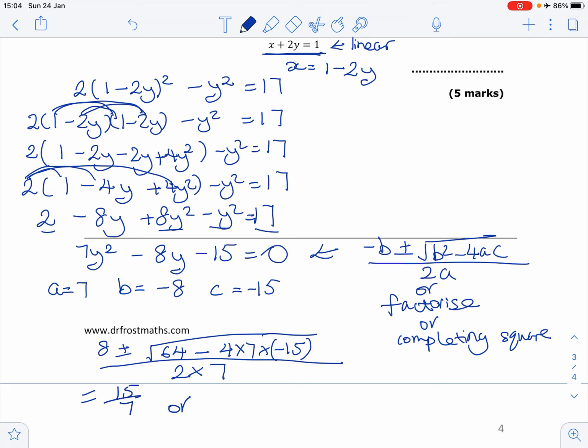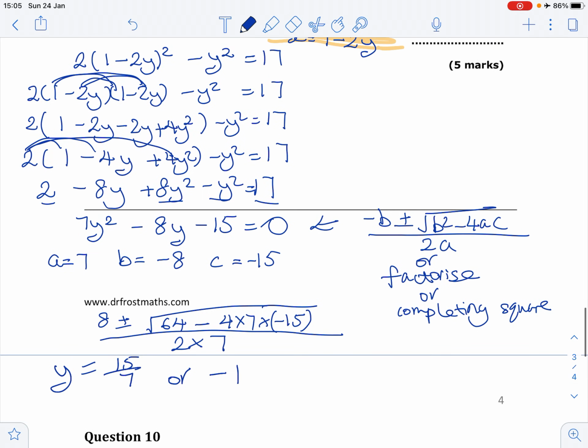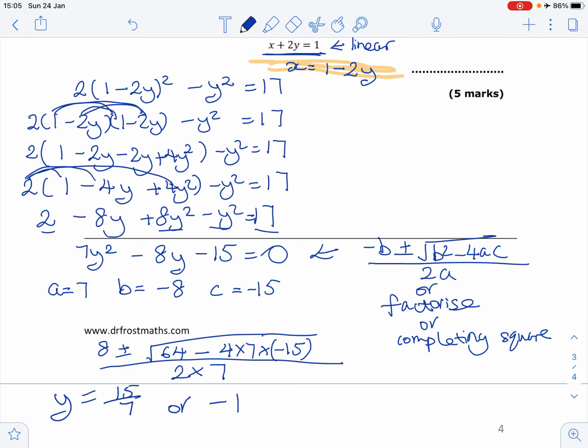Remember, you get two solutions. The other one is minus 1. So now we have our two values for y. We need to substitute into our linear equation here. So we know the value of x is equals to 1 minus 2y. So when y is 15 over 7, we know x must be 23 over 7.